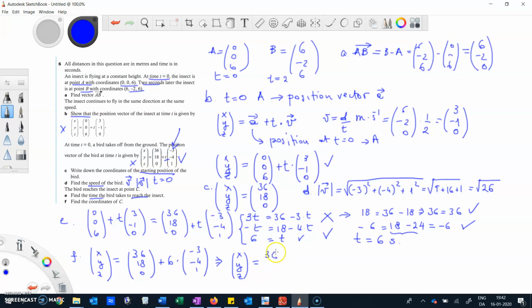So I'm going to have 36 minus 6 times 3, 18 minus 6 times 4 here, and I'm going to get 0 plus 6 for the z component. So if I work out the arithmetic, 36 minus 18 gives me 18. 18 minus 24 gives me minus 6. And then I have 6 for the last one. So this is the coordinate of point C.